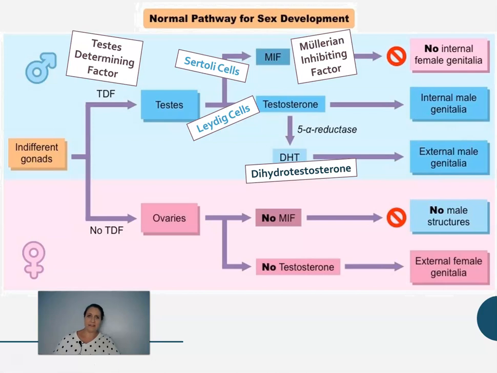So the undifferentiated systems will differentiate into internal male genitalia and external male genitalia because of the hormones, right? The hormonal sex part of this, the hormones that are secreted after the testes develop. So you can see this is obviously a complicated multi-step process that leads to the regression of any female reproductive tract and leads to the development of the male reproductive tract.